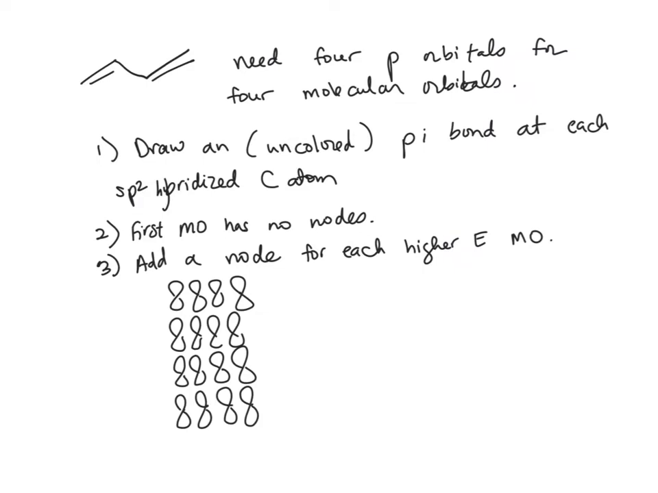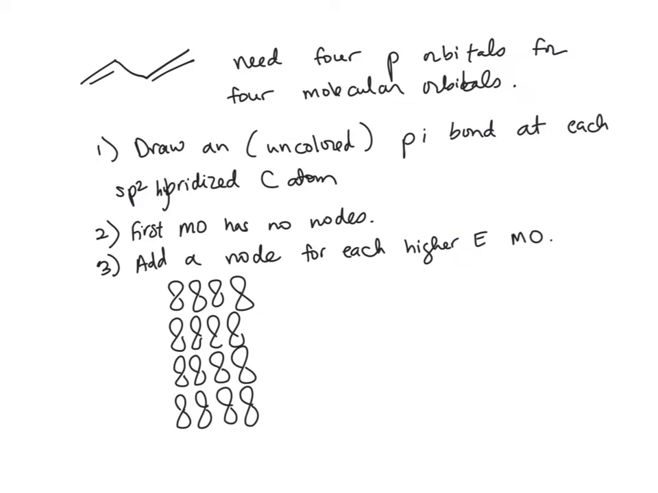Okay, let's take butadiene. This is a molecule with 4 p orbitals, which means that it is going to have 4 molecular orbitals. So what we want to do first when we're drawing a molecular orbital set for this molecule is to draw uncolored pi bonds at each sp3 hybridized carbon atom. And that I have already done for us at the bottom of this slide.